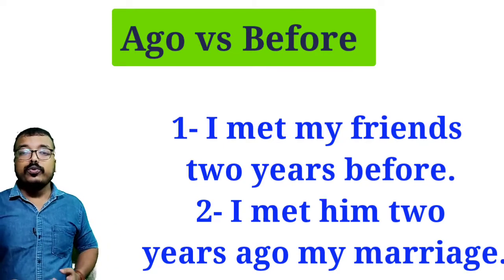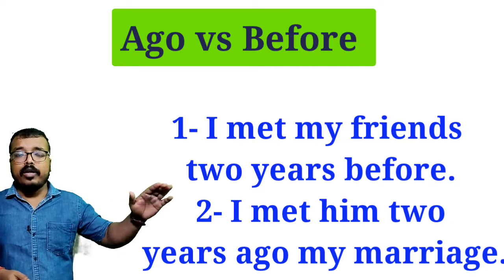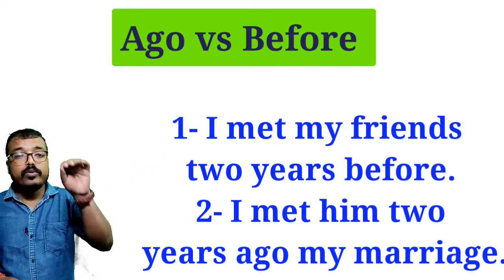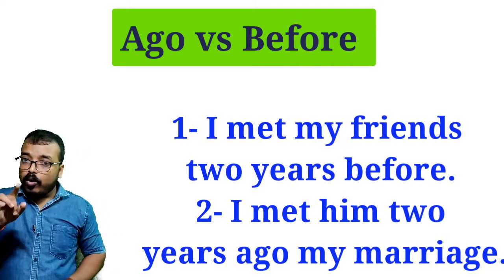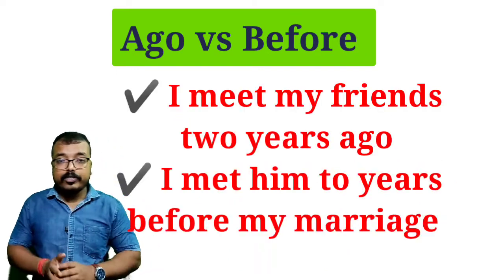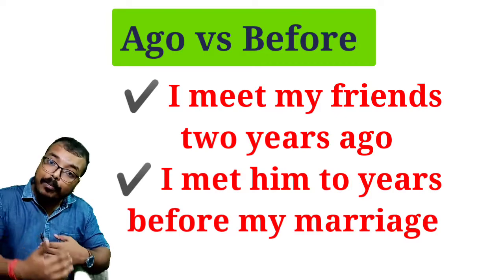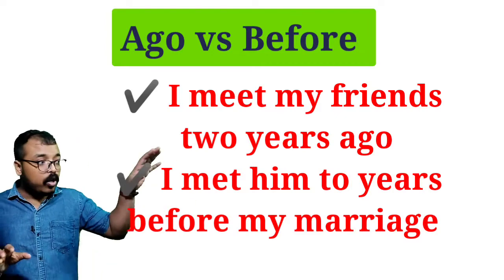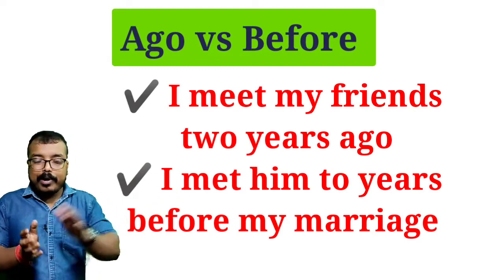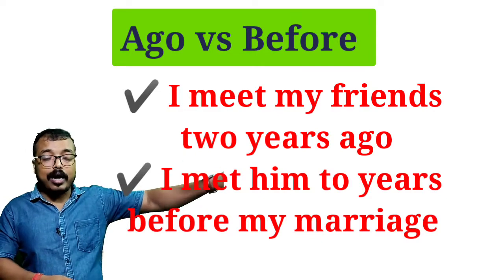I met my friend 2 years ago. That means it's 2022 at present, and I met him in 2020. This is the case when we use ago. But when we use before, in the second one, the correct one will be I met him 2 years before my marriage. Before my marriage, there is a comparison between two past incidents. My marriage took place at a certain time, and 2 years before that I met him.